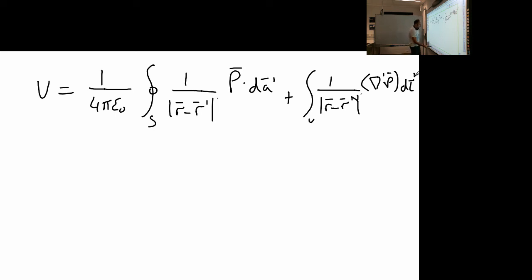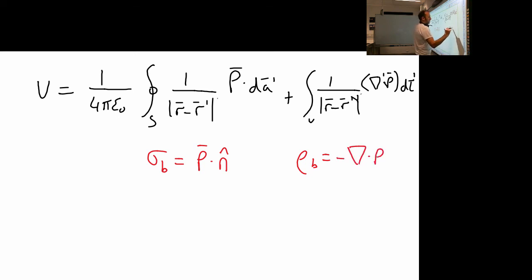So when we just look at this, what it appears that we have for the surface integral is just like the potential of a surface charge. So now we can write sigma b is equal to P dot n hat, where n hat is just a normal unit vector. The second term just looks like the potential of a volume charge. So we can write this as rho b, and b here signifies our bound charges, which is minus the divergence of P.